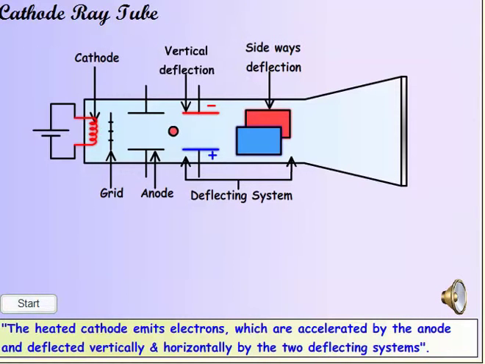The heated cathode emits electrons. These electrons are further accelerated by the anode. Then there are deflecting systems that the electrons have to pass through. One is the vertical deflecting system, which can control the electrons vertically, and the other is the horizontal deflecting system, which can control the electrons horizontally. This way, you can control the beam of electrons onto the screen.